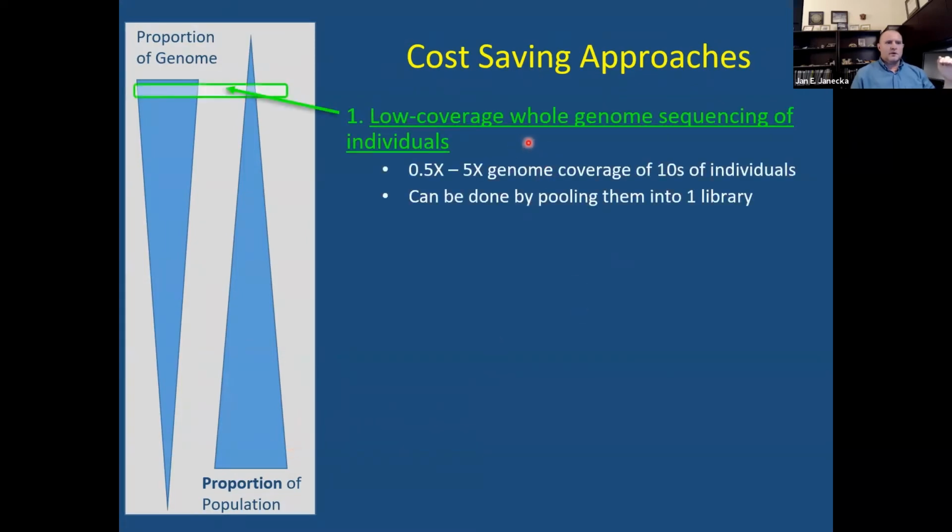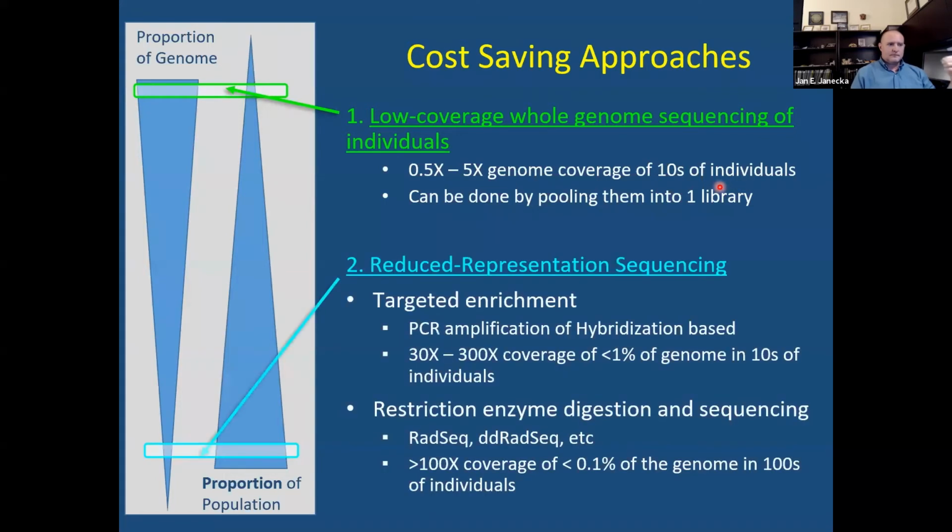Low coverage whole genome sequencing is one way where you can get sequence from roughly the whole genome, but you're only sequencing at very light coverage, so you don't have a lot of reads stacking on top of the same location. You're only doing this for a small number of individuals, anywhere from 0.5 to 5x for maybe a couple dozen individuals. You can also pool those into a library. In some cases that's effective. In other cases, you can also do what's referred to as reduced representation sequencing, where you target a specific part of a genome.